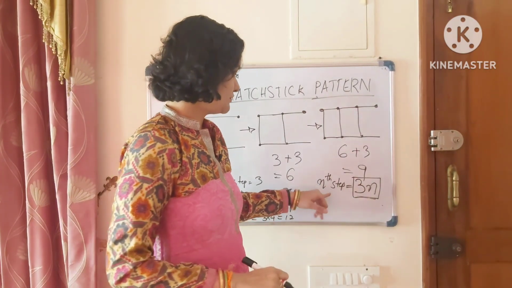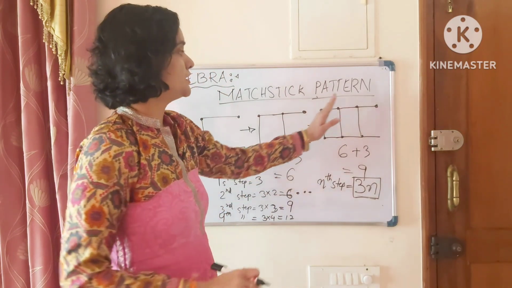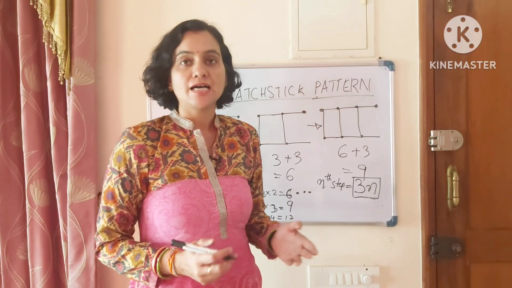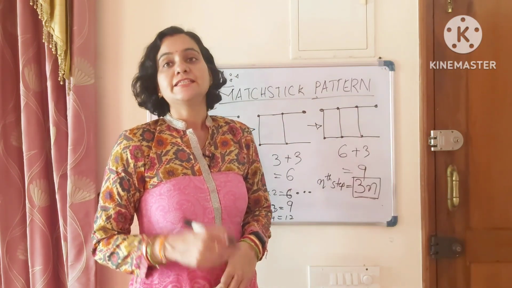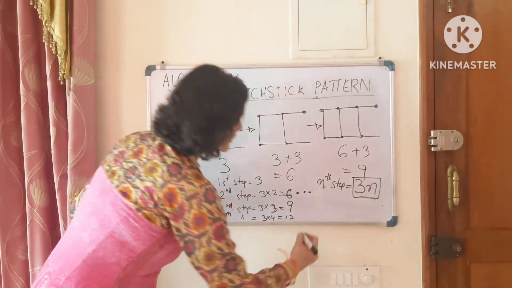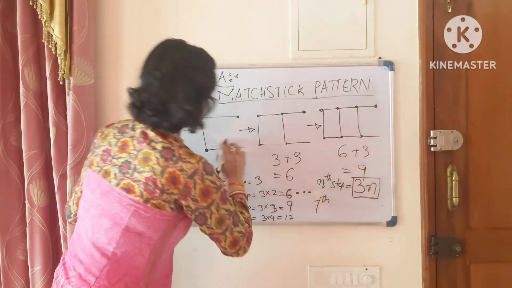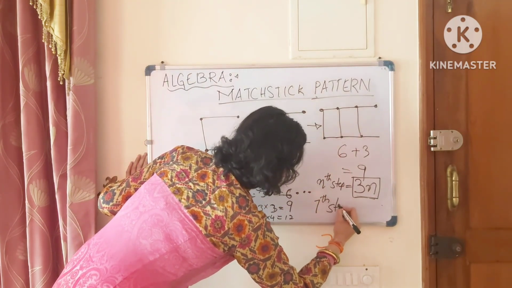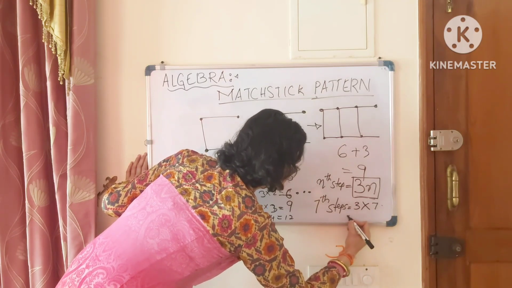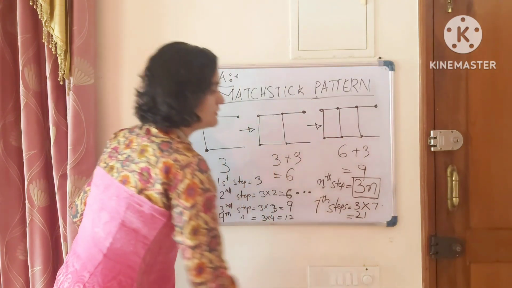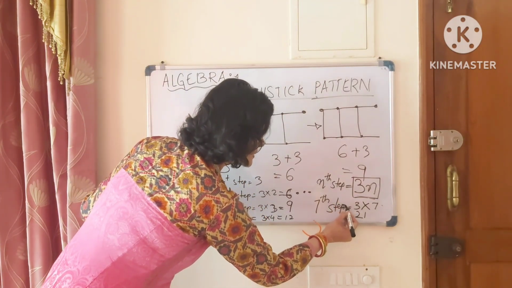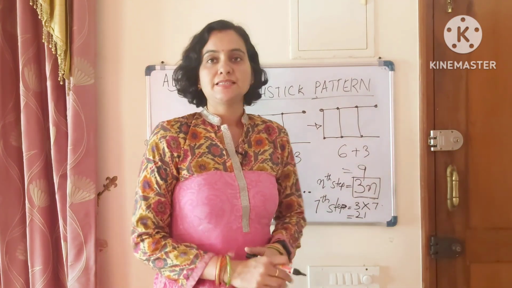Now without having to draw, if I know the nth step equals 3n, without having to take matchsticks and arrange them, if someone asks me, if I need 7 C's, how many matchsticks will I require? Simply I know it will be the 7th step, in this order. So it will be 3 into 7. So total matchsticks required will be 21. The 7th step will be 21 matchsticks.